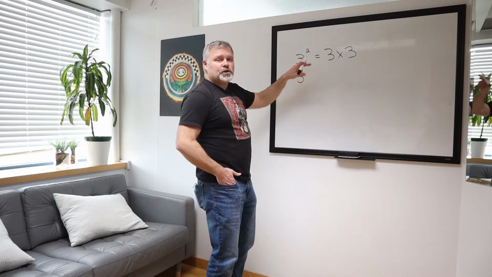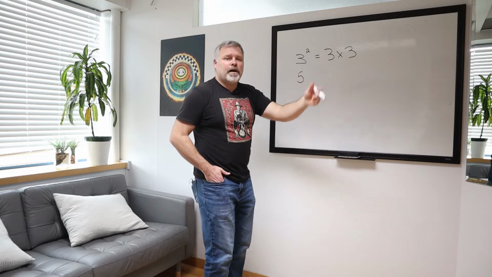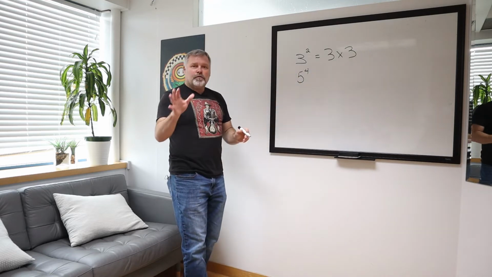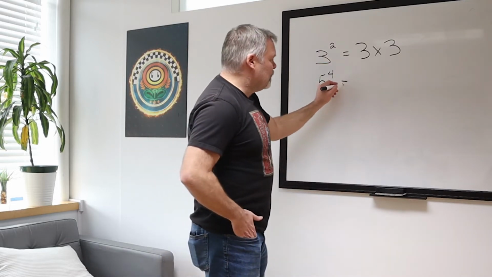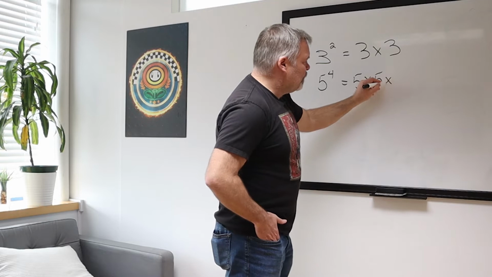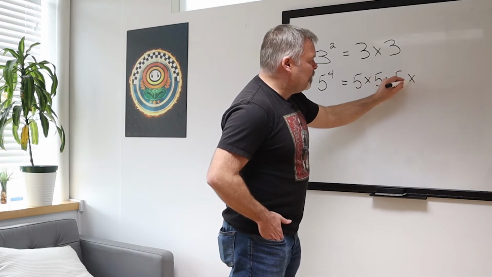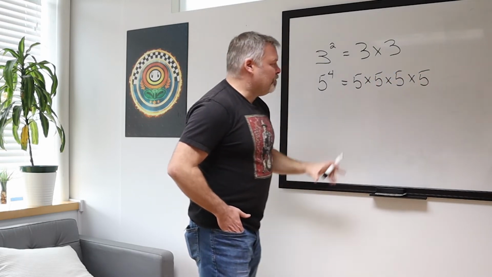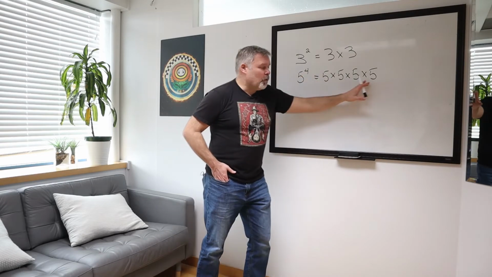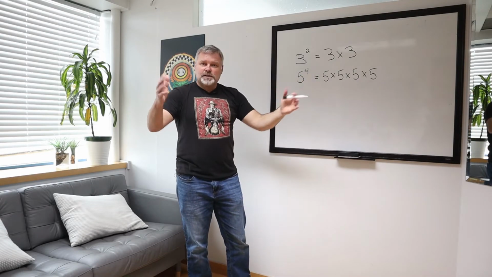If we wanted to do another example, let's go 5. It doesn't have to be a 2, it can be a 3 or a 4 or a 5. Let's go 5 to the power of 4. What that means is 5 times 5 times 5 times 5. 5 to the power of 4 is 5 four times. Does that make some sense?